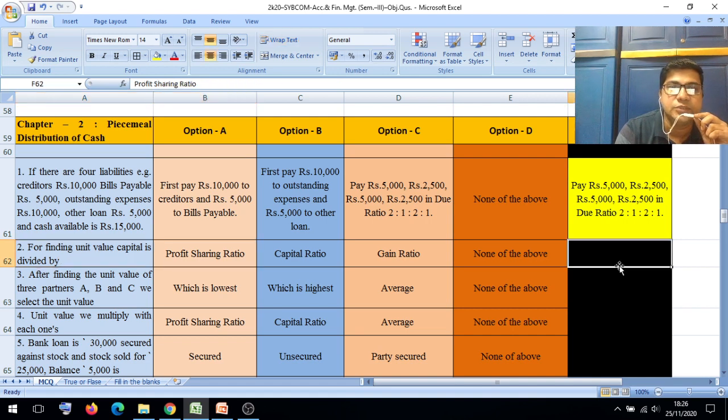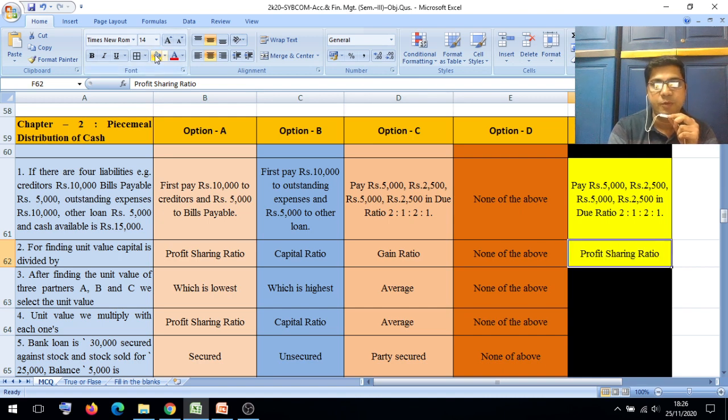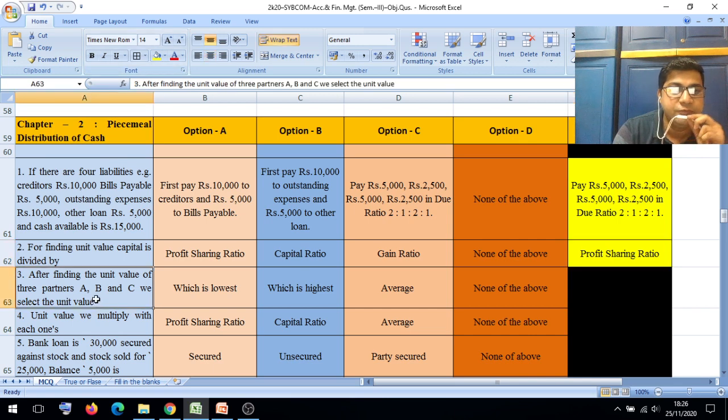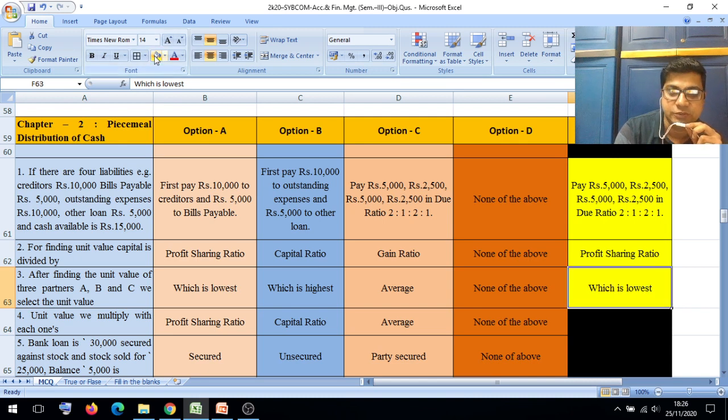Fine. The next: finding the unit value of capital is divided by. So the answer is unit capital. How will we calculate? Adjusted capital divided by profit sharing ratio. After finding the unit value of three partners A, B, C, which value do we have to select? We have to select the lowest value, whichever is lowest.